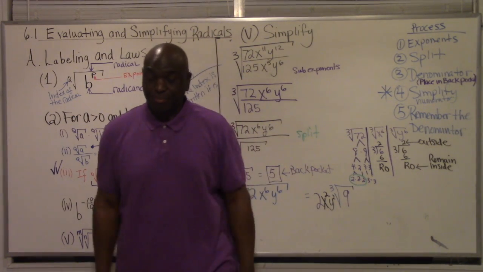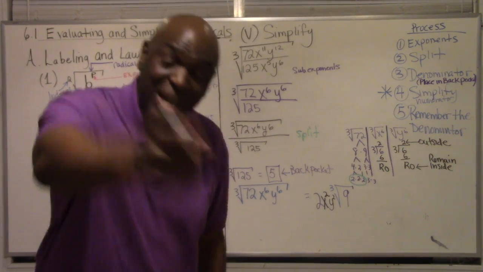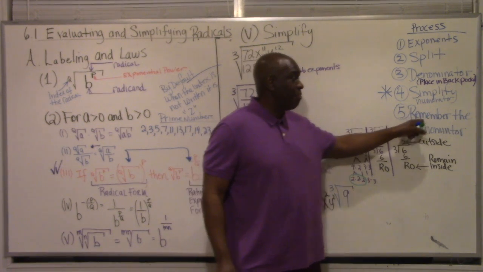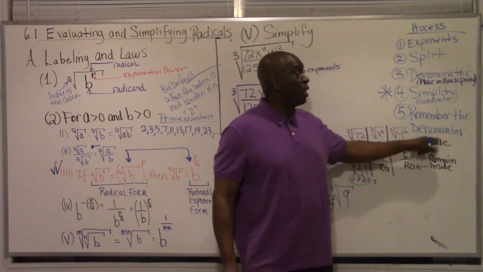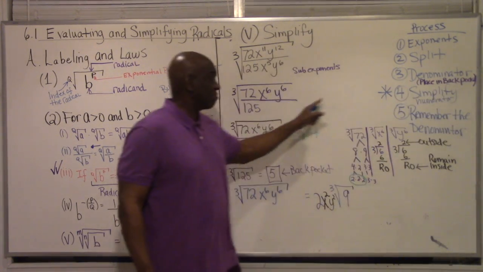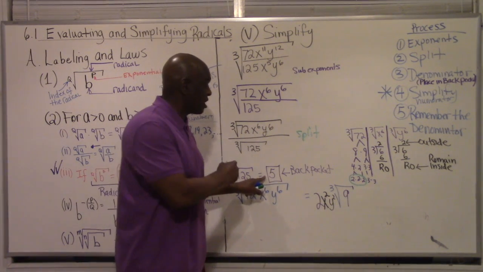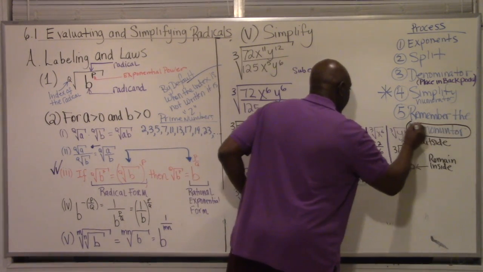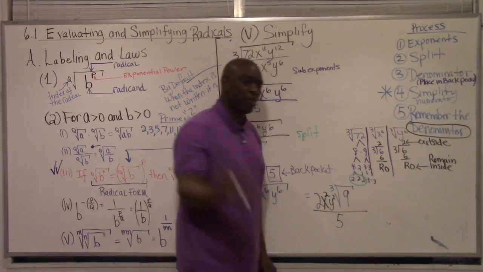We all done, right? No, we're not done, because step five says, remember the denominator. And where is the denominator? In your back pocket. And what's in your back pocket? There it is, five. So put this number back into the denominator. Now we're done.